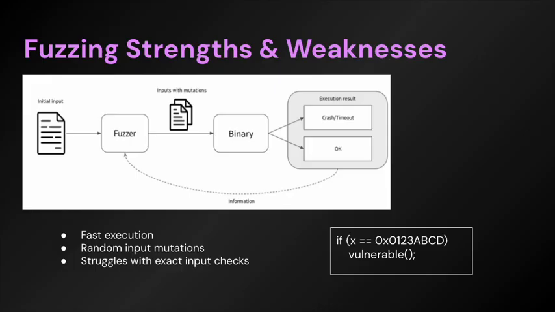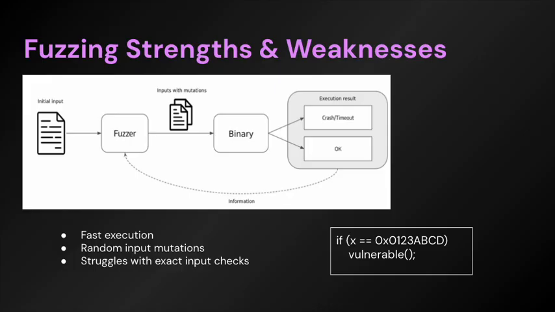Let's start by understanding fuzzing in a bit more detail. In fuzzing, the system takes an input and repeatedly mutates it, changing bytes, inserting data, or flipping bits, and runs the program with those mutated inputs. If a mutation leads to a crash, the system saves that input as a potential vulnerability trigger. The reason fuzzing works so well is that it executes the program very quickly, allowing millions of test cases to run. But fuzzers rely heavily on random mutation. And this becomes a problem when programs require very specific values.